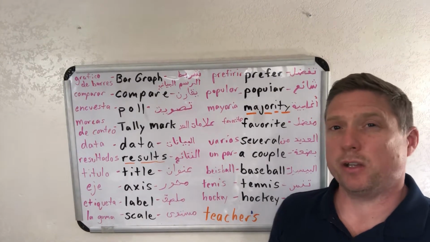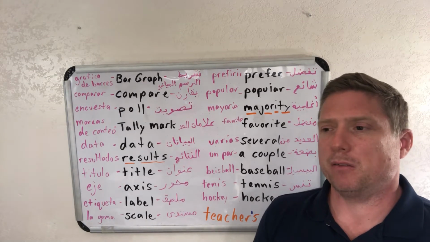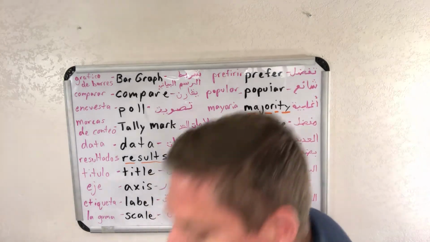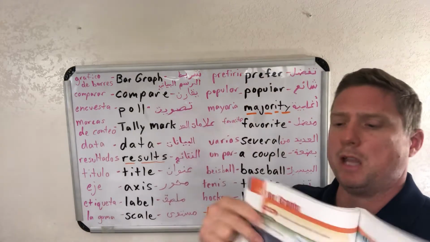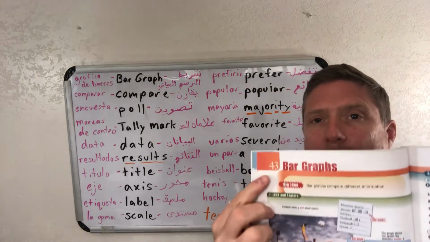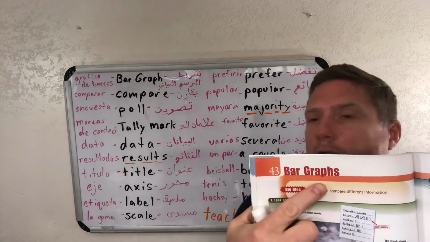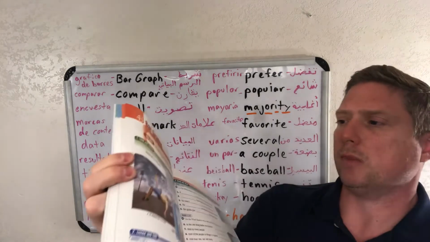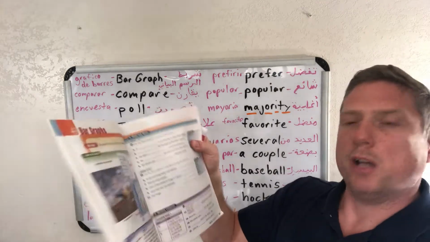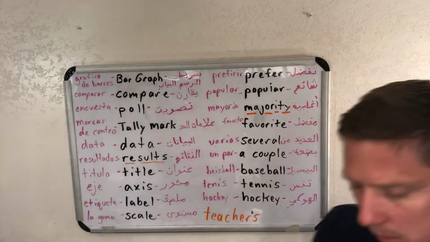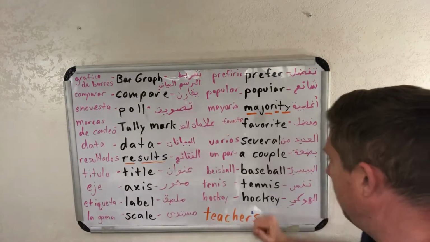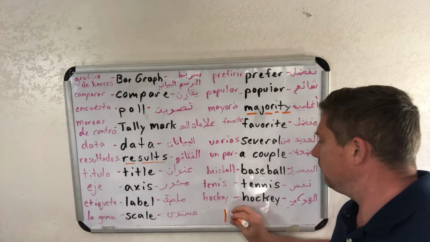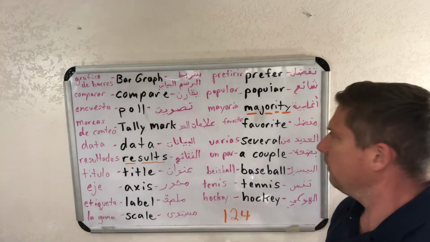Today we will continue studying some more math concepts and vocabulary terms to help you understand what you're doing in math class. Right now we're looking at bar graphs, lesson 43, in your book. These are bar graphs. This is page 124 in your books. All right, here we go.